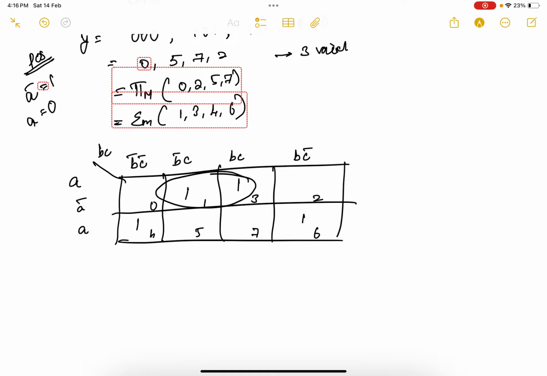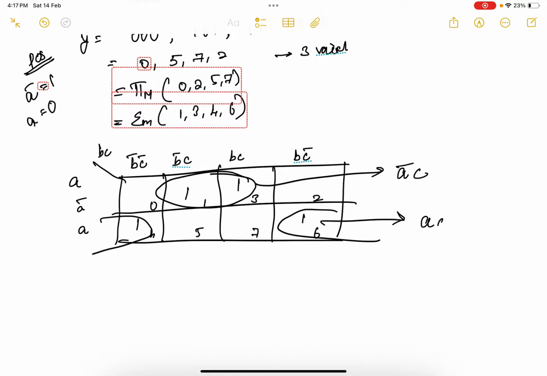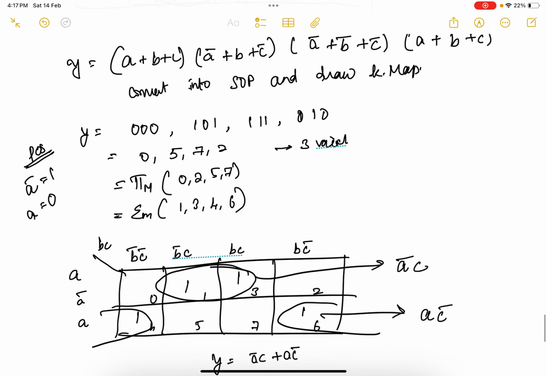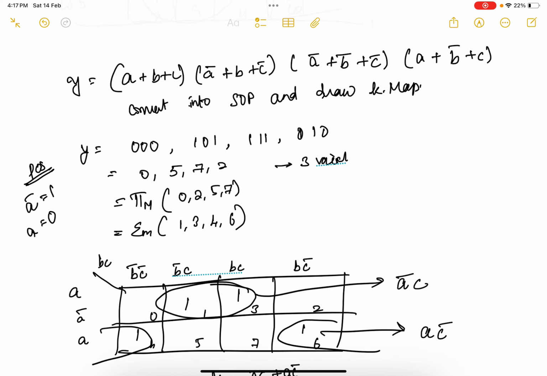So here this is one pair and this is another pair. For this pair the answer will be A bar and C. For this the answer will be A, and the common term is C bar. So the final answer will be A bar C plus A C bar. Okay, so here now we have reduced this expression.